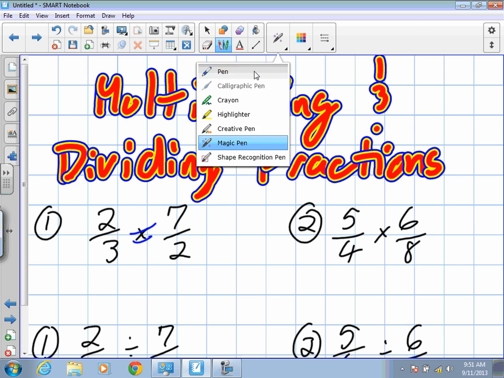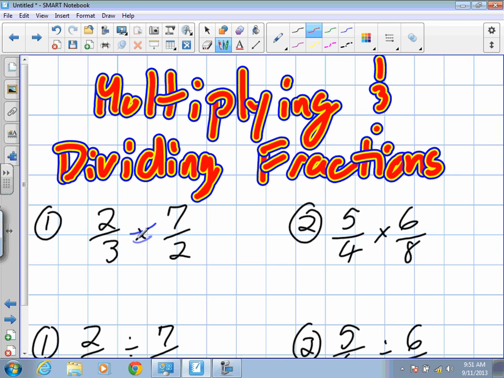When multiplying fractions, it's actually very, very straightforward. I want you to think of that word straightforward. We multiply the numerators by each other and the denominators by each other. That's it. There's nothing to change. We don't need a common denominator. We don't need anything else. 2 times 7 is 3 times 2 is? That's it. We're done. That's multiplying fractions.